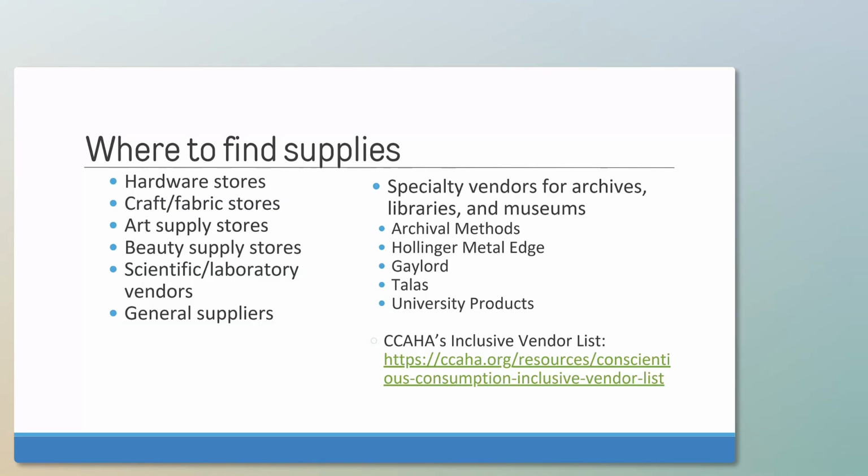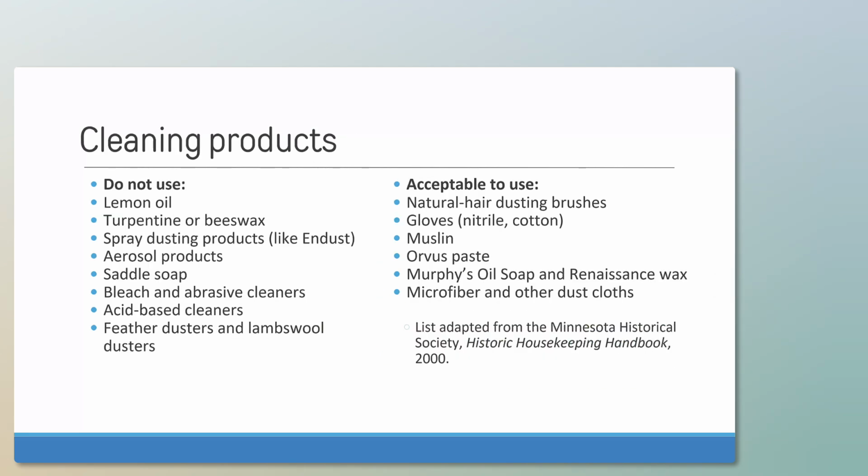Next slide, please. Cleaning products themselves can be a sneaky source of pollutants that can harm collections. So it's also very important to take a look at the products you're using and determine if you can avoid or replace any products with ones that are less harmful. This, again, is from that Minnesota Historical Society resource. It is a bit dated in years at this point, but it's still a really great resource.